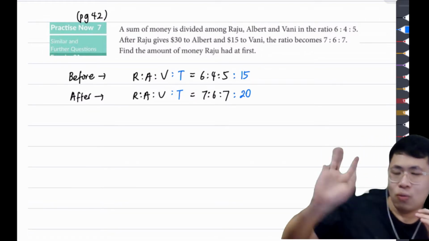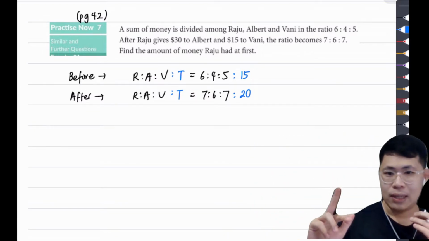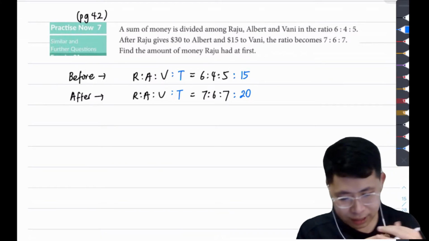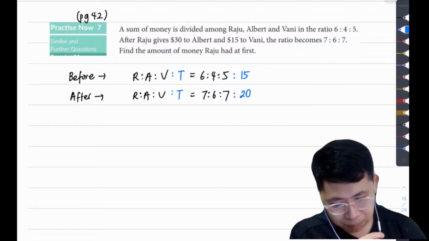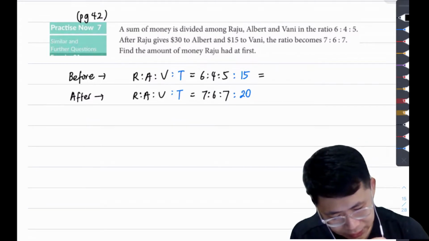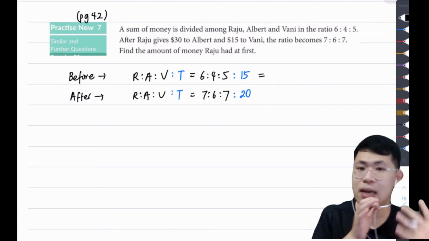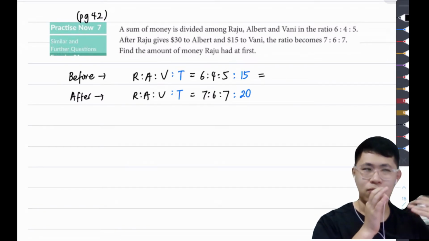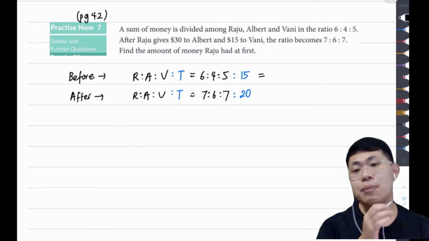Now, so what we have is that 15 and 20, let's make them the same so that we can keep track of the changes of each quantity. Okay, so over here, what is the LCM of 15 and 20? We can make it, okay, 30, maybe not, 45, 60. So let's make it 60.